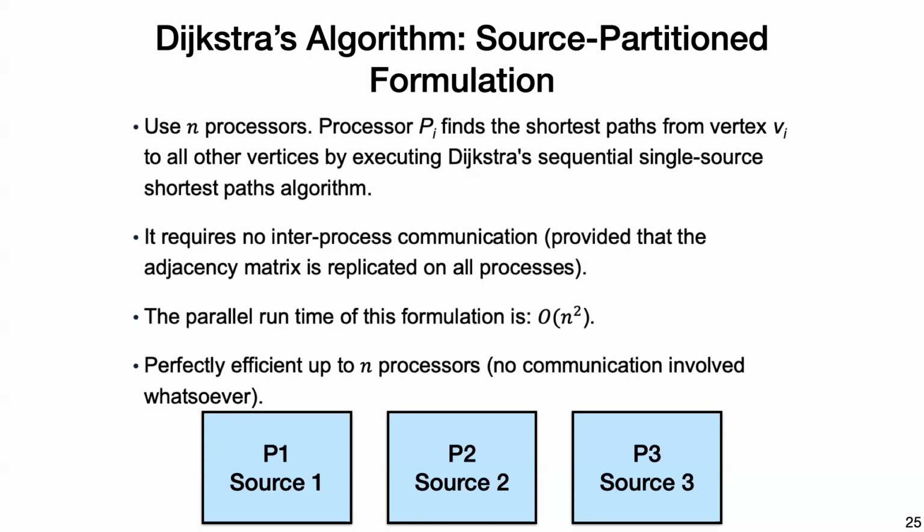And it requires no communication because you're just running the algorithm, assuming that you can have the adjacency matrix on every process, because every process would need the whole adjacency matrix to run Dijkstra's algorithm. The parallel runtime is order n squared, and it's perfectly efficient up to n processors. There's no communication at all, and so you have 3 processors here. Processor 1 runs Dijkstra's from source 1, processor 2 runs Dijkstra's from source 2, and so on.